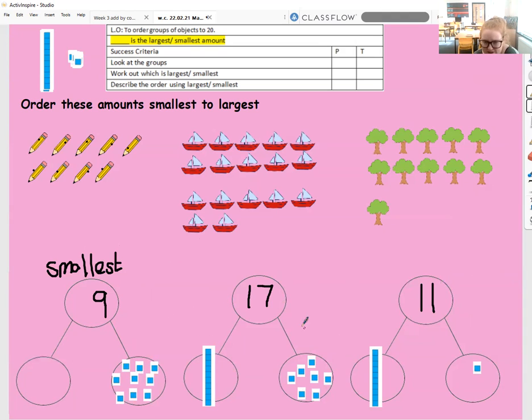So one of my numbers is 17 and one is 11. They both have 1 10. I can see 1 10 here and 1 10 here. So now I'm going to look at how many 1s they have. 17 has 7 1s and 11 has 1 1. Well, I can see that 7 1s is more than 1 1. So that means 17 is the largest.